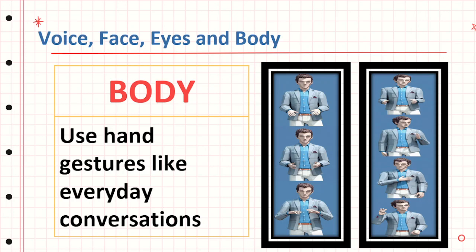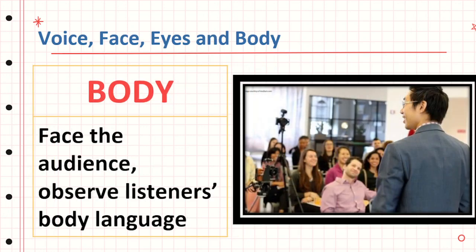It is very important to position your body properly in such a way that the audience sees you. This is critical especially when you have visual aids or materials. While speaking, also observe the audience body language. The audience body language sends positive and negative signals back to the speaker.